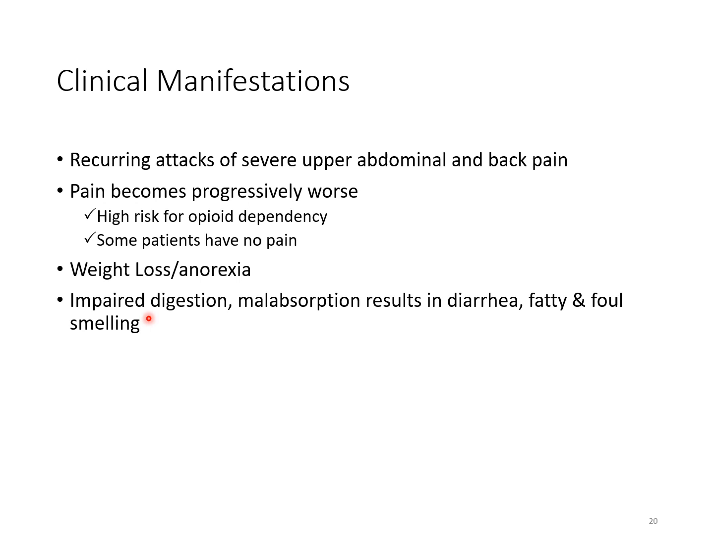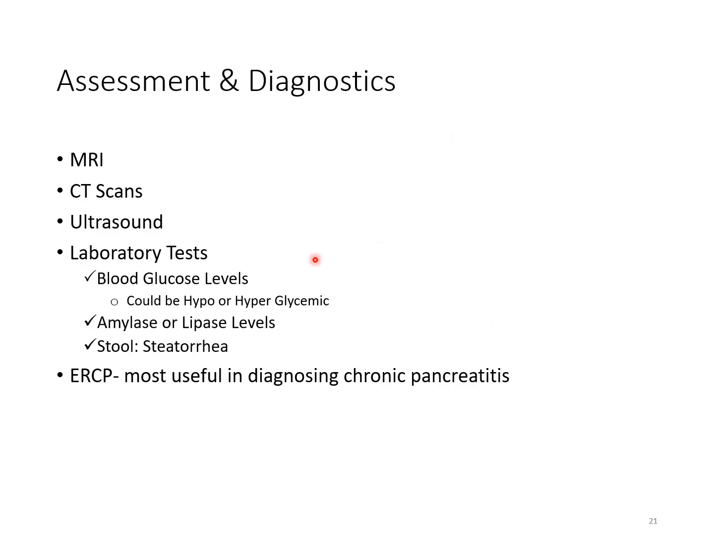So you're going to see weight loss, anorexia, obviously impaired digestion, malabsorption, so fatty and foul-smelling stools, seeing things like diarrhea in addition. So once again, remember what the pancreas is supposed to be doing, and none of that is going on. All right, some of your diagnostic tests, so CT scans, ultrasounds, all of that is being done. Your blood glucose levels, so we've mentioned the fact that it could be hyperglycemic, so that's a possibility.